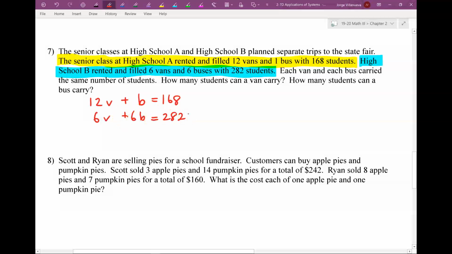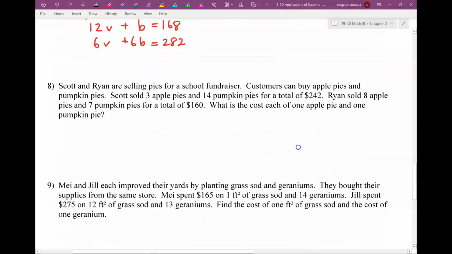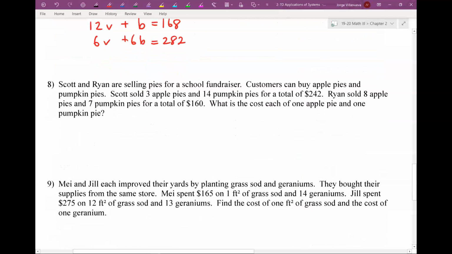Now they say each van and each bus carry the same number of students. Whatever, who cares? How many students can a van carry? How many students can a bus carry? In other words, solve. Notice, out of all those 5 sentences, only 2 of them matter. I mean, obviously the last sentence, in a sense, tells you what you should do, but they all basically mean solve. Okay, you set up an equation, you solve it. All right? Let me give you a second. I'm going to have you guys try this one out.